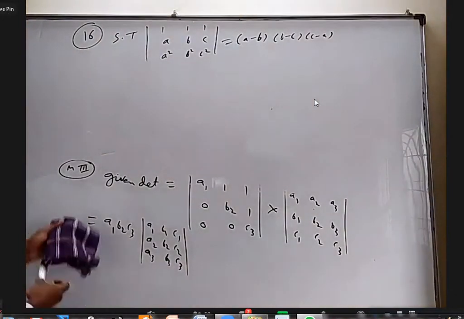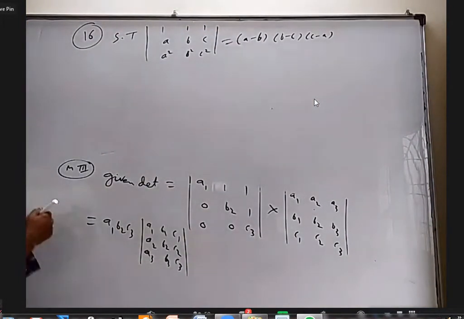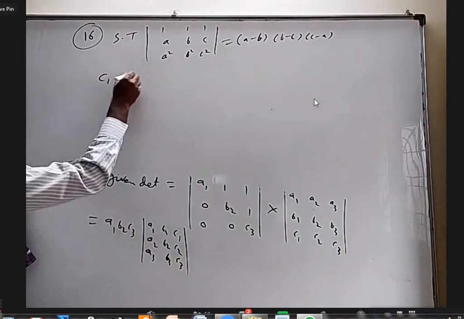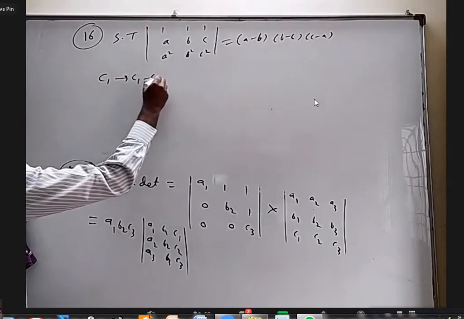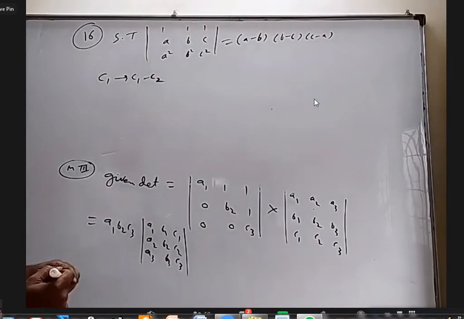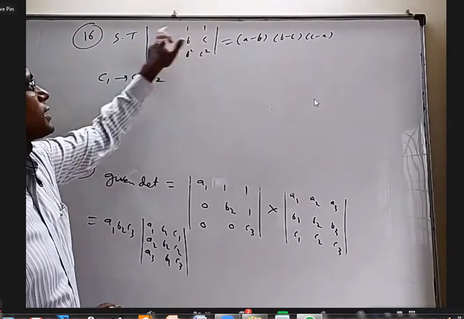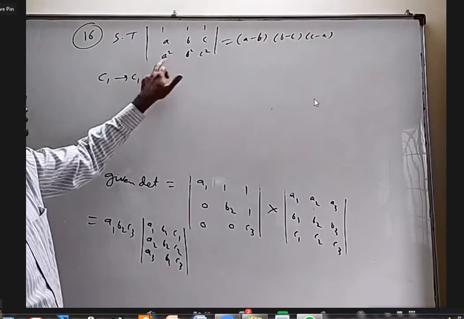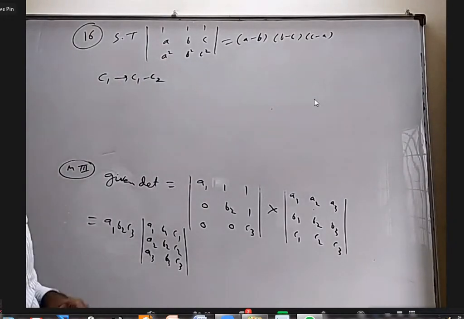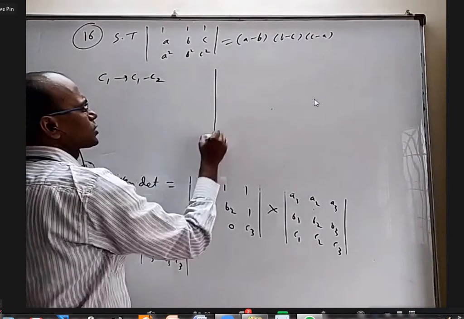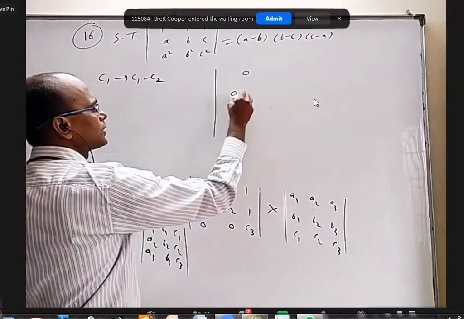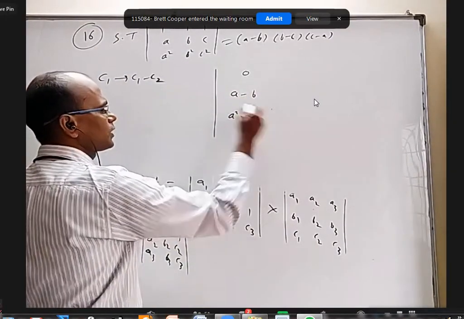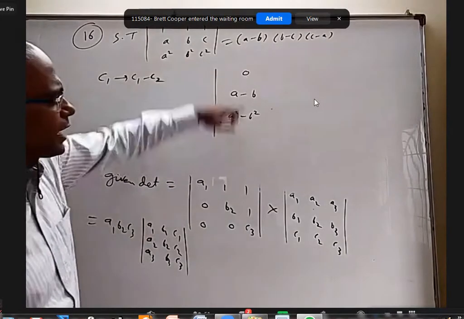So here I want a minus b. I want to do column 1 as column 1 minus column 2. What is the advantage? First, this minus this will be 0. Here I'll get a minus b. Here I'll get a square minus b square. So when I do this operation, I'll be getting 0, a minus b, a square minus b square. Can I take a minus b common here?